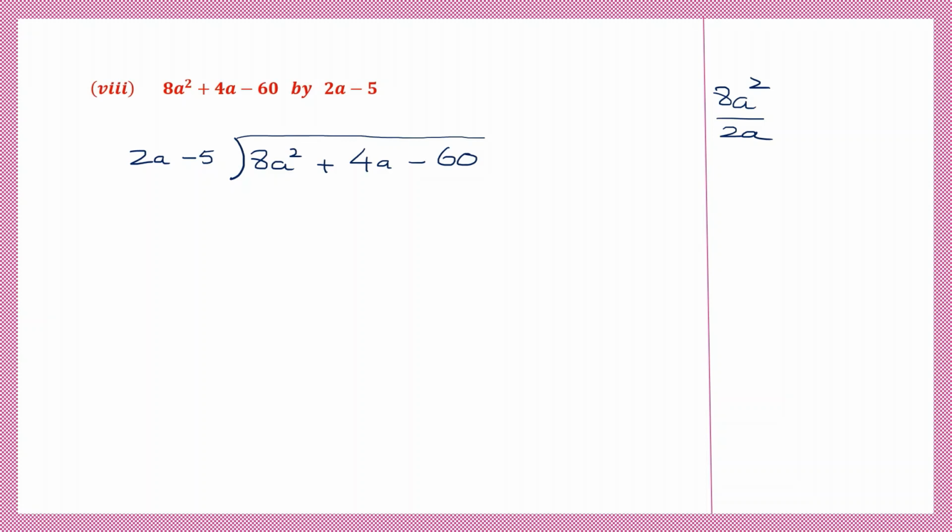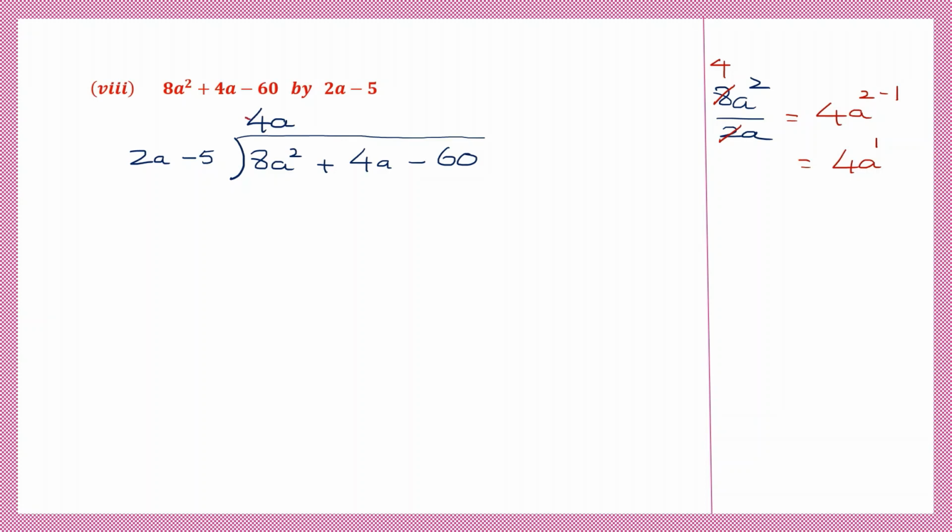Question 8. So let's divide the dividend, that is 8a square plus 4a minus 60, by the divisor, which is 2a minus 5. So divide the first term of the dividend by the first term of the divisor. So we have 8a square divided by 2a. Now we can cancel our numbers. 2 4s are 8. So here we have 4, a to the power of 2 minus 1, which is 4a to the power of 1. So let's write that here. 4a to the power of 1 is simply 4a.